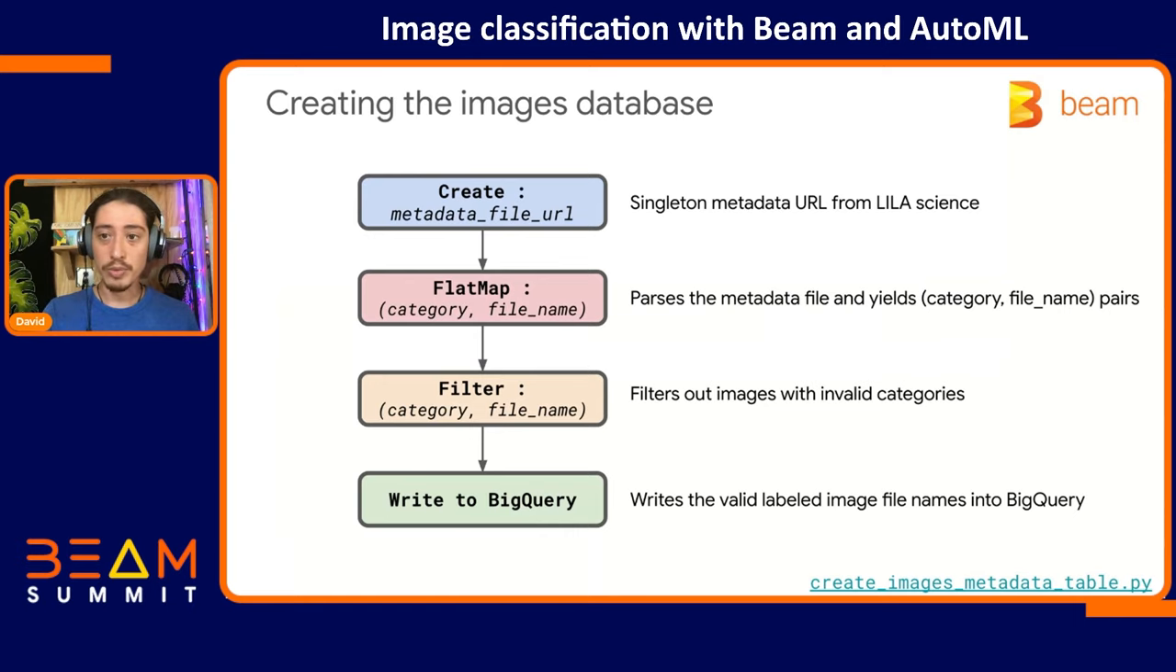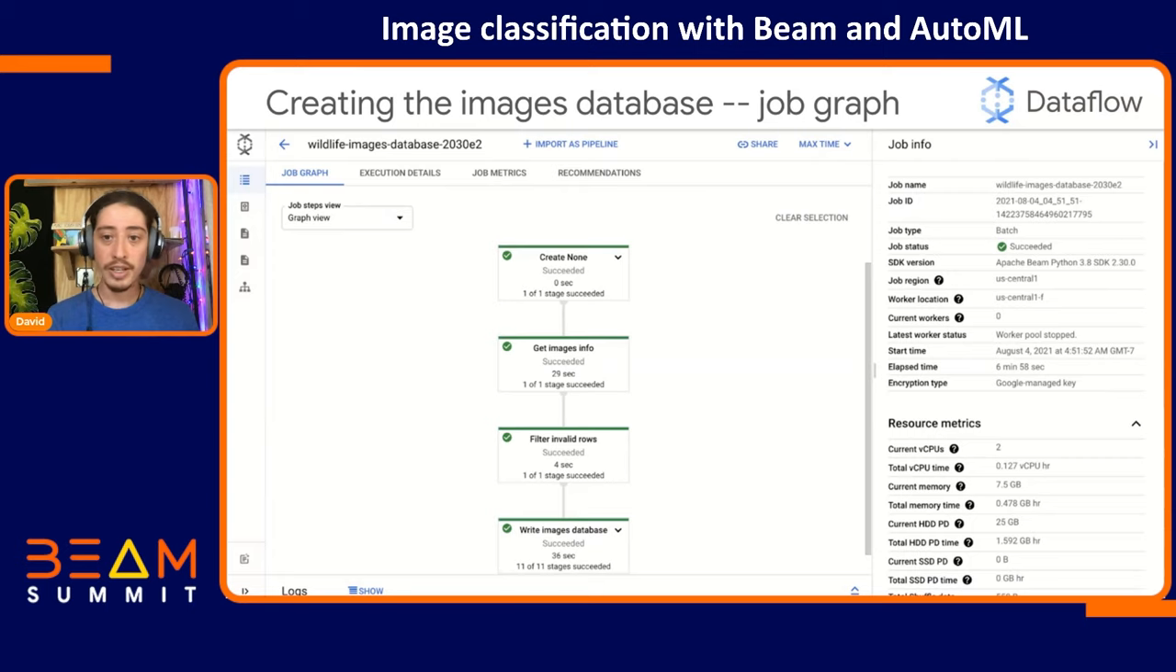Since we were using AutoML, we decided to run this in Dataflow. And this is how the job looks. It took 7 minutes to run, so it didn't really get the chance to autoscale too much, but we weren't too worried about this because this is a one-time thing only, and it wasn't taking too long anyways.